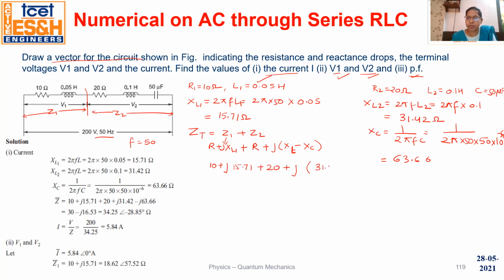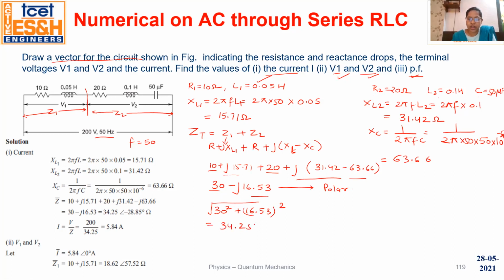XL is 31.42 minus 63.66. Now after solving, we get the real component as 30, and after solving the imaginary component, we have minus 16.53. Now we have to convert this rectangular form into polar form. So we have to take the magnitude. For the magnitude, we do 30 square plus 16.53 square. This will give 34.25.